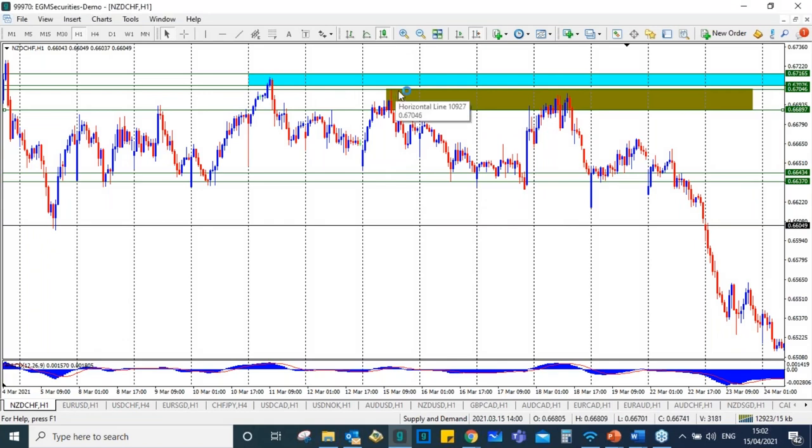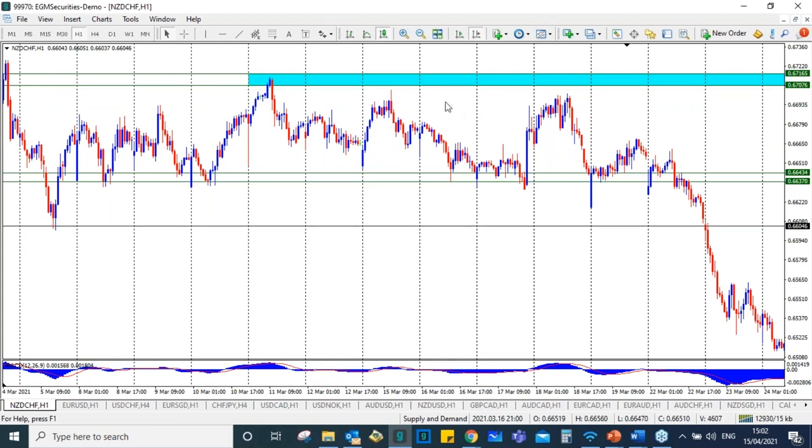So the next zone is this one. This is another beautiful example of a supply zone, because as you can see, we have two long bearish candlesticks bursting out of this zone. So we have the first extended range candlestick and the second one.